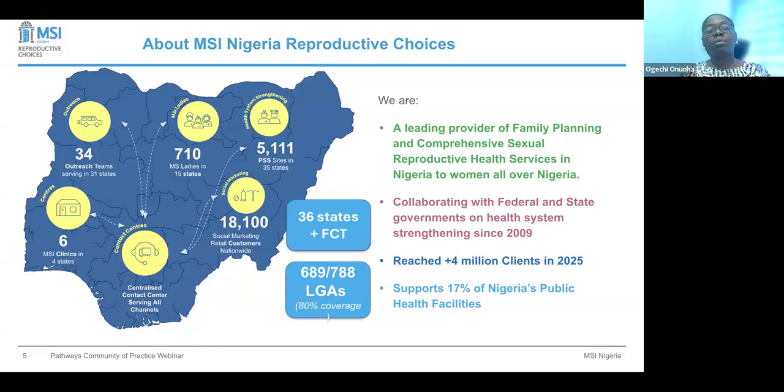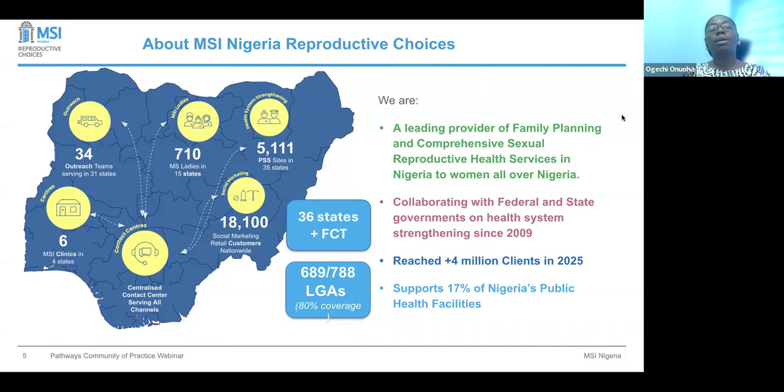As at the end of 2025, MSI Nigeria was supporting about 17% of the public health facilities in Nigeria, and that puts it at over 5,000 public health facilities across the states in Nigeria. We also have what we call our Marie Stopes centers. These are owned by MSI Nigeria, and we have 6 of them currently in Nigeria.